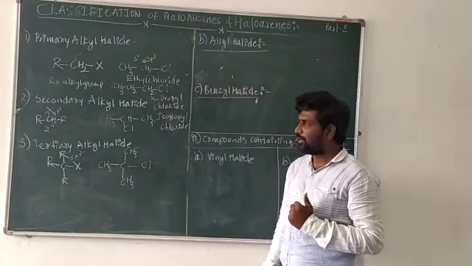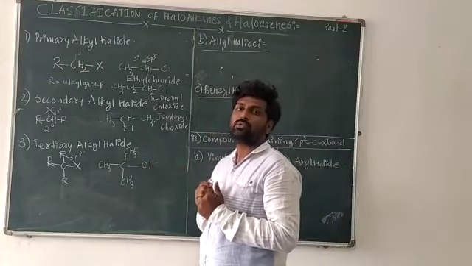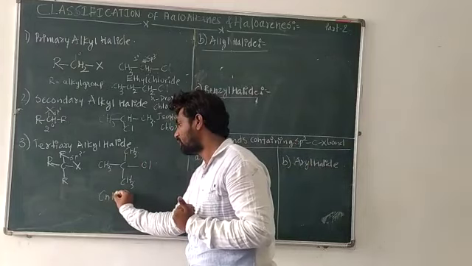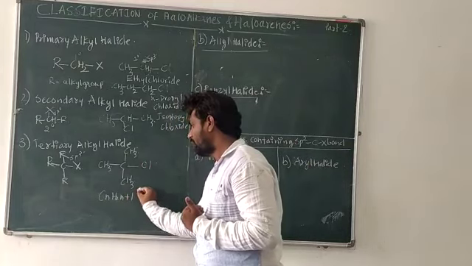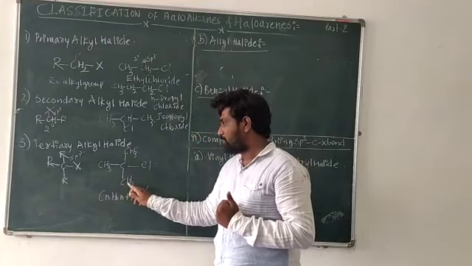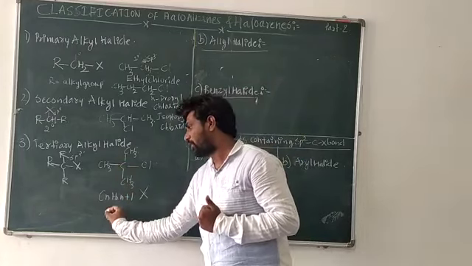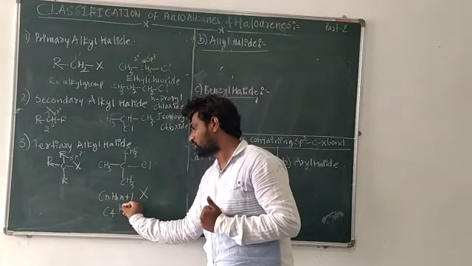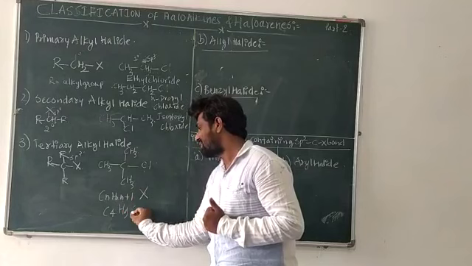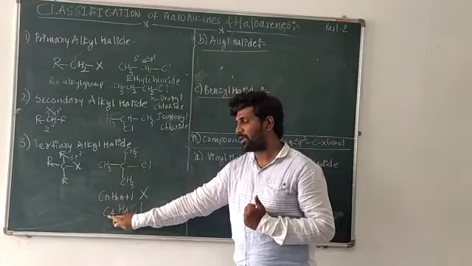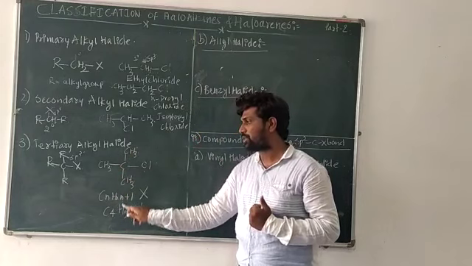You need to confirm whether they satisfy the general formula of alkyl halide. The alkyl halide general formula is CnH2n+1X. Look at here, 4 carbon atoms: 1, 2, 3, 4. C4. 2 fours are 8, plus 1, H9. And X is Cl. See here, 1, 2, 3, 4, 4 carbon atoms, 9 hydrogen atoms.